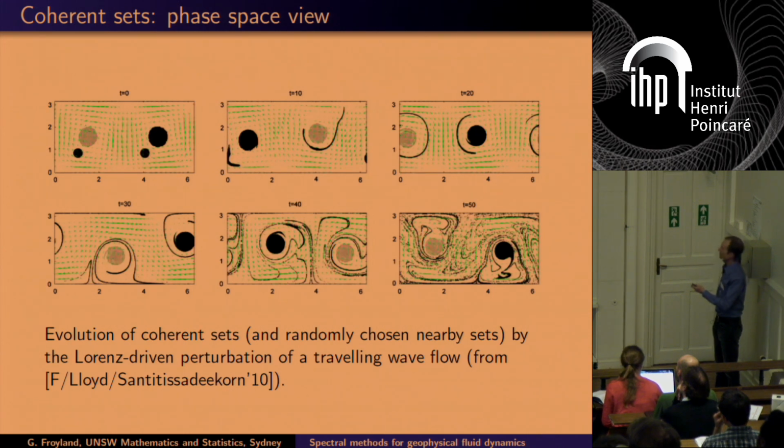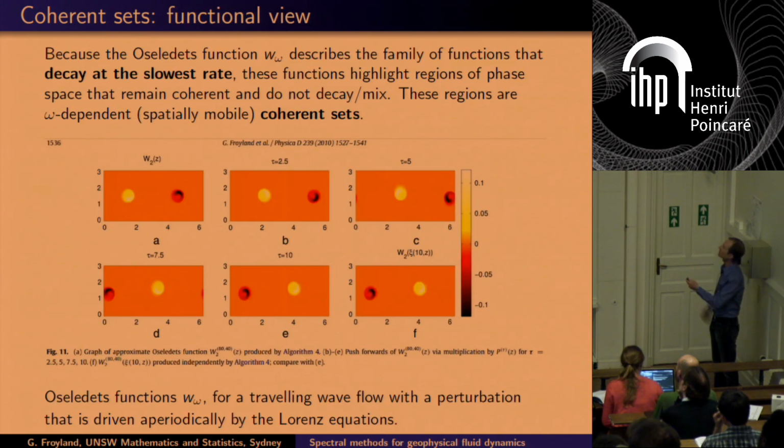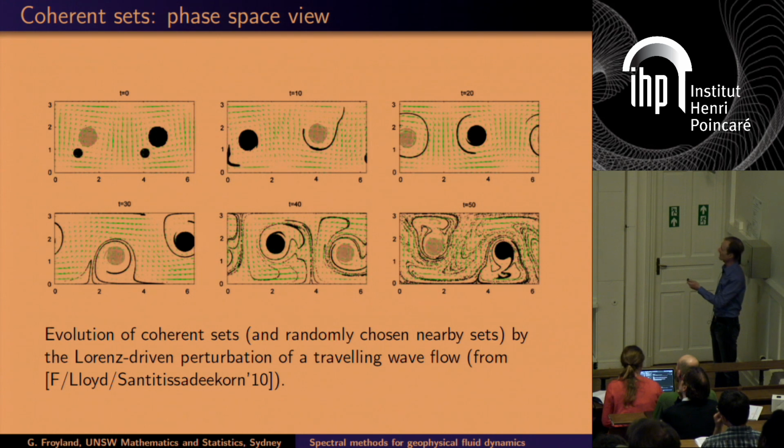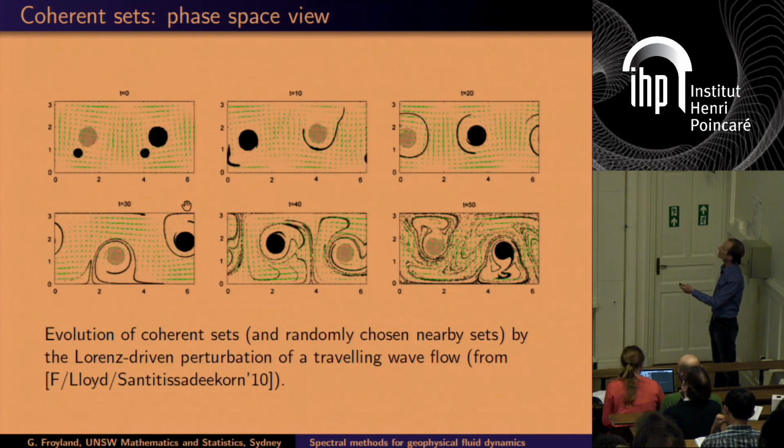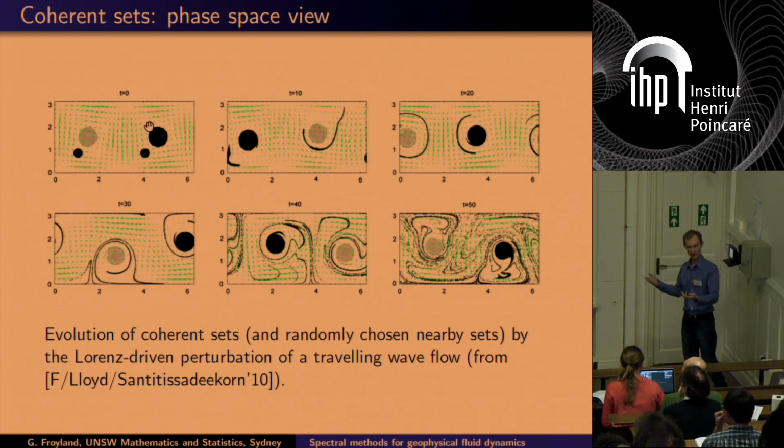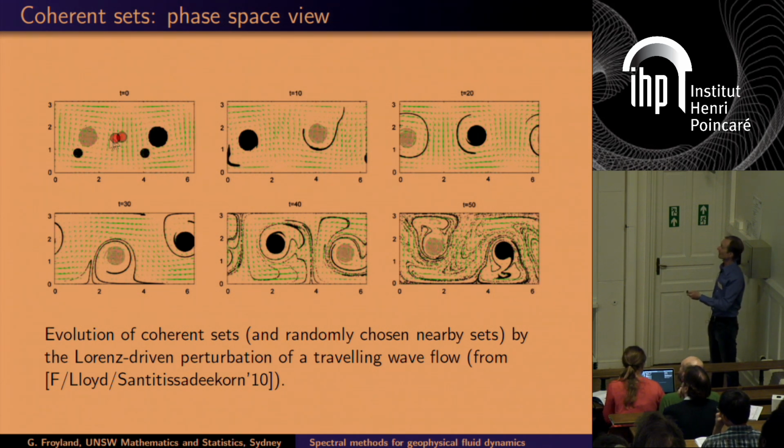Okay, so that was the functional view. This is the phase-space view. If I now make gray and black these sets that I had earlier here, and now evolve with the flow in phase space. Additionally, I've added two sets here and nearby, just randomly positioned.